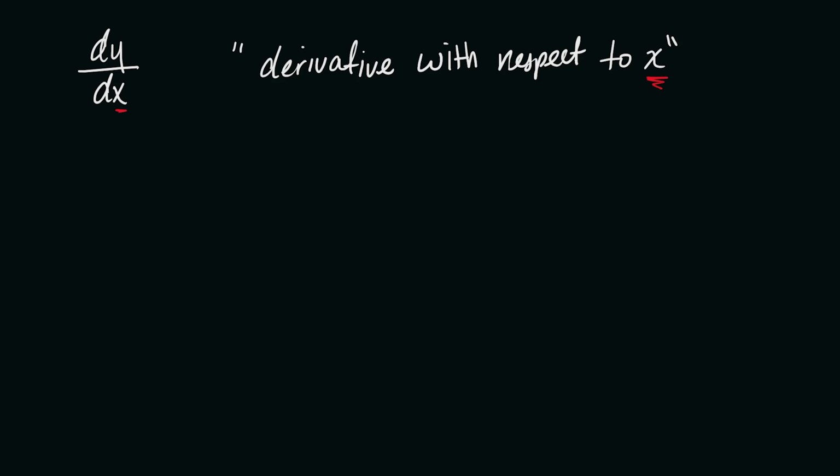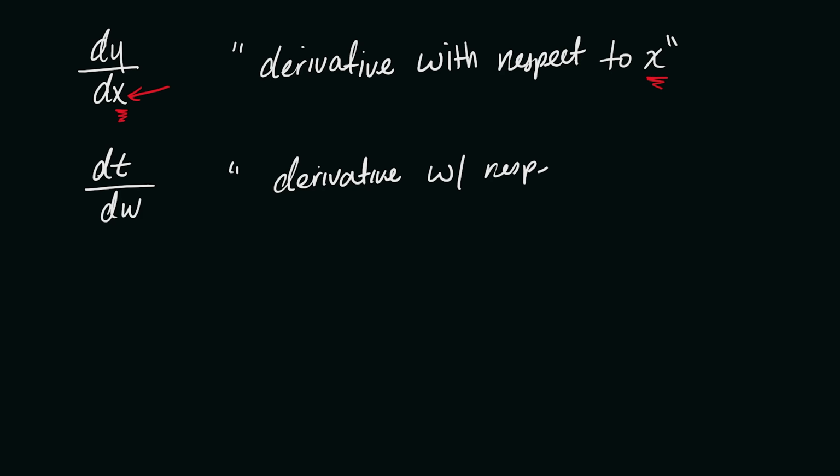The whole point is that the x is in the denominator here, so this is why we make it with respect to x. So let's say if it was dt over dw, this would be the derivative with respect to w. Now, this notation is a little bit confusing, but when we use it in implicit differentiation, it makes a lot more sense there.